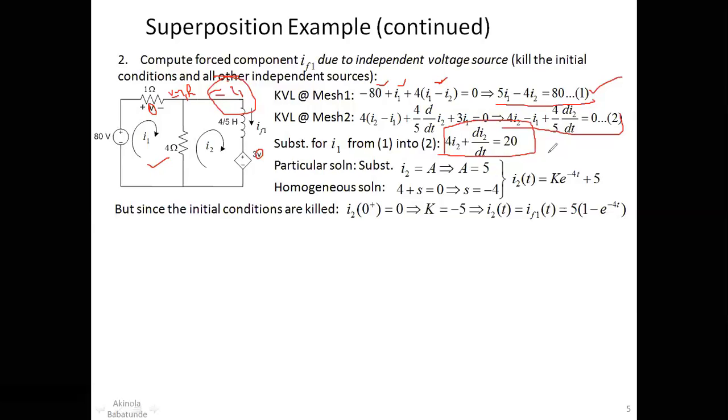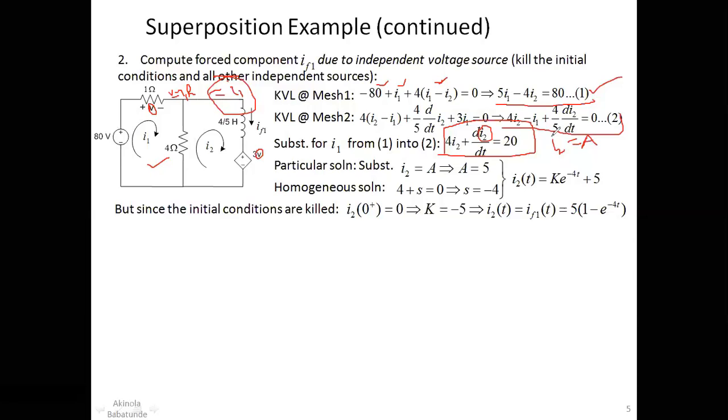That's what you do. And this kind of equation is a first order differential equation. It's going to have two solutions: the particular solution and then the characteristic equation. The characteristic equation can also be called the homogeneous equation. So to get the particular solution, what you say is, let the solution I2 be equal to any arbitrary value. You could call it A. Okay, so that's what they did here.